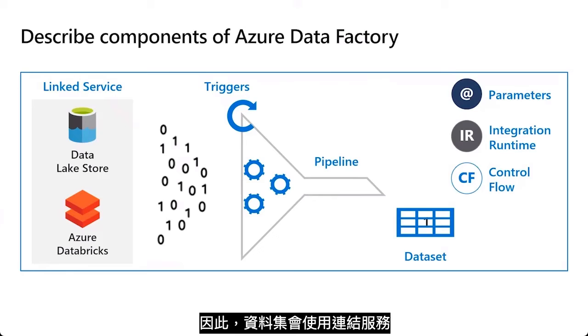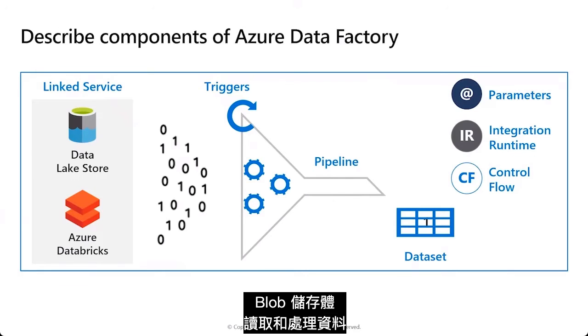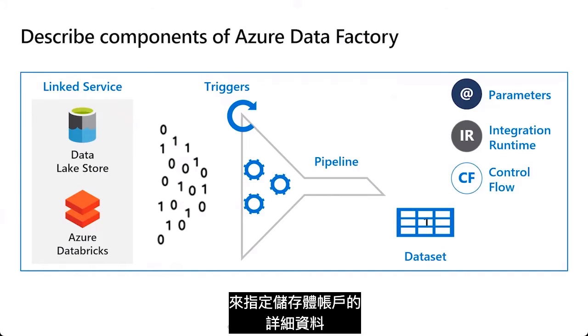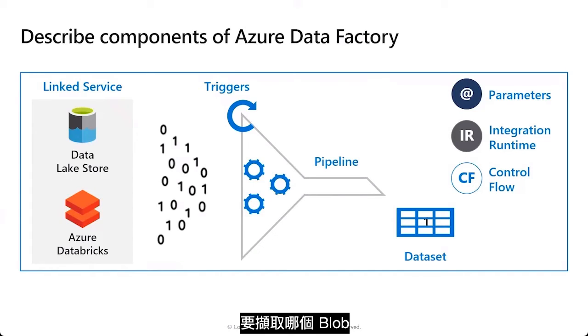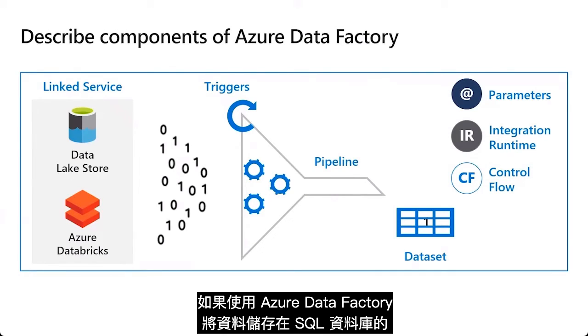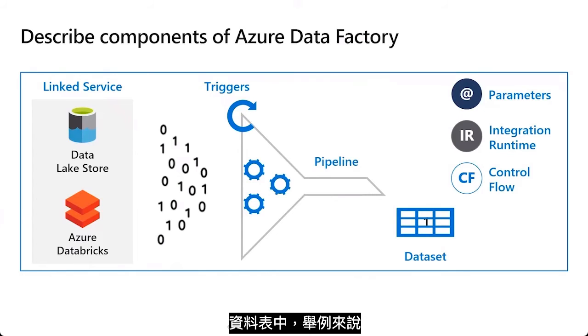A data set connects to an input or an output using a linked service. For example, if you're reading and processing data from Azure Blob Storage, you create an input data set that uses a Blob Storage linked service to specify the details of the storage account. The data set will specify which blob to ingest and the format of the information in the blob. So is it binary? Is it JSON? Is it delimited text? If you're using Azure Data Factory to store data in a table in a SQL database, for example, you would define an output data set that uses a SQL database linked service to connect to that database and specify which table to use in that database to output the data to.